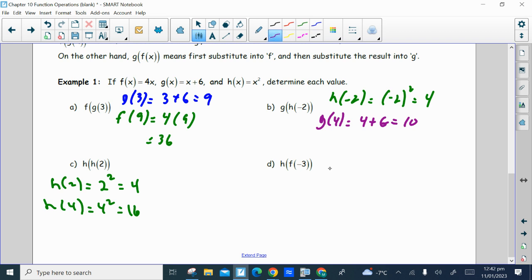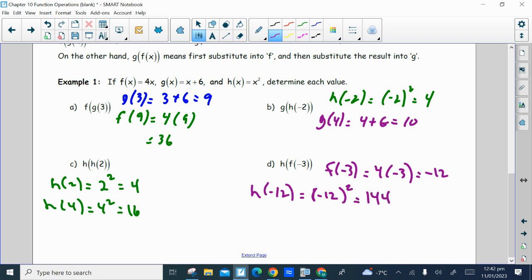And for the last one, we start by finding f at negative 3. So we have to use the f at x function, which is 4x. X is negative 3. 4 times negative 3 is negative 12. And now we're going to find h at negative 12. So we have to use the h at x function. All of x is squared, so all of negative 12 would be squared, which gives you positive 144.